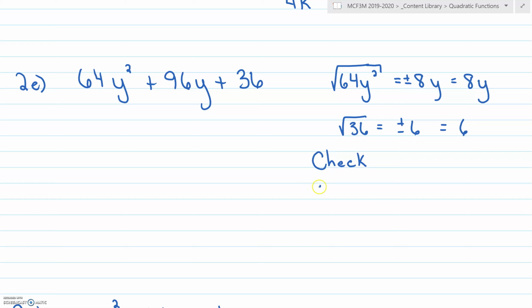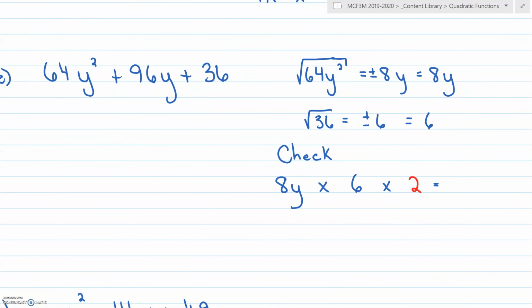The check is done by taking those square roots, so 8y, and multiplying it by the other square root, which is 6, and multiplying it by 2, always by 2. So then we take a look. 8y times 6 is 48y. 48y times 2 is 96y. So don't forget that y, and we could put a check mark saying, yep, this works.